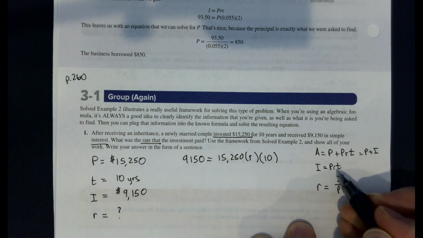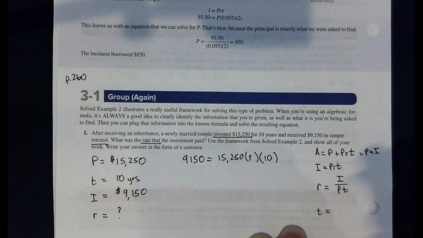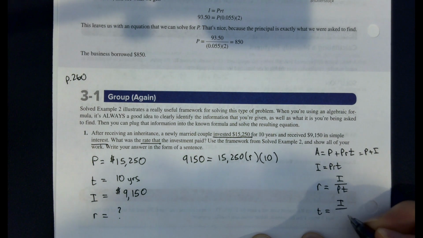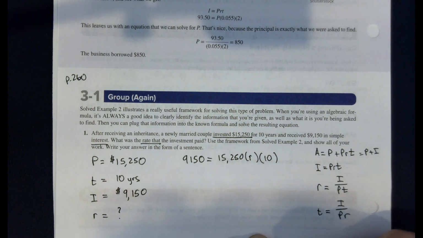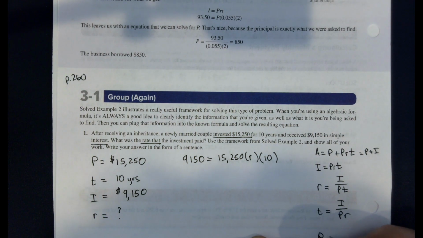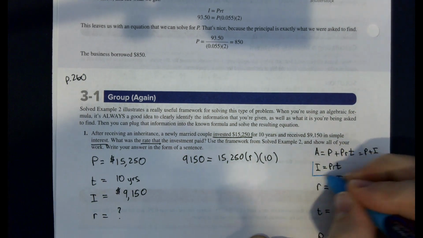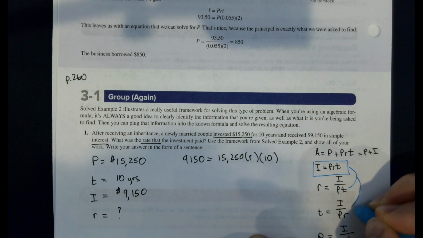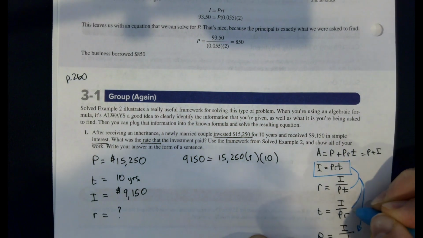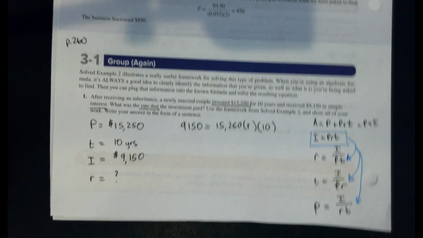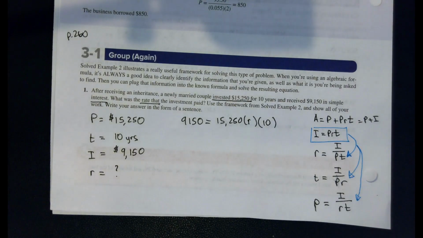I could also solve this formula for time. What if I wanted to know the time given the other three things? I would get I divided by PR. And the third one, what if I wanted to know the principal given the other three items? That's just I divided by RT. So this one formula we can solve for the other three missing items, and we get three versions of it. And if you're not a big fan of algebra, I'd say use those and just plug and chug.